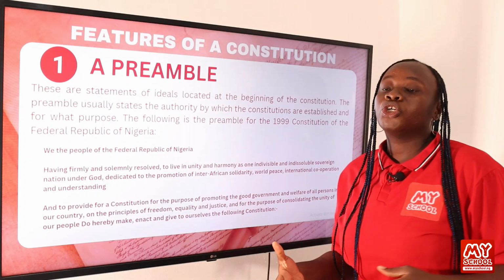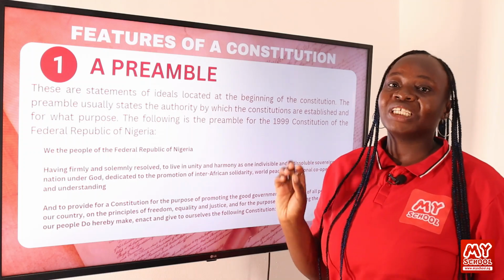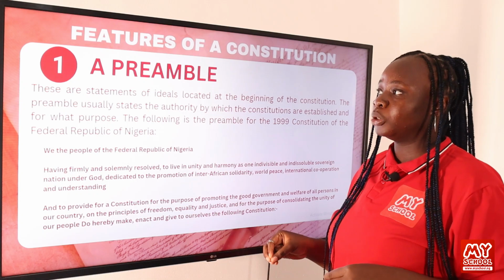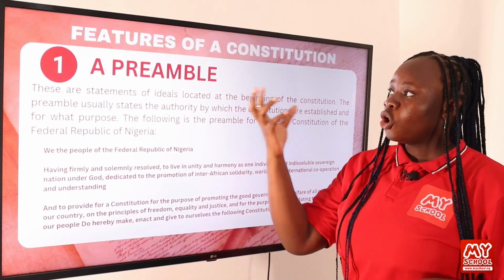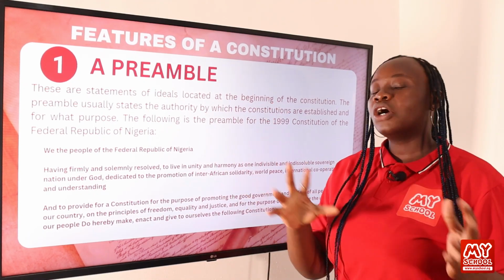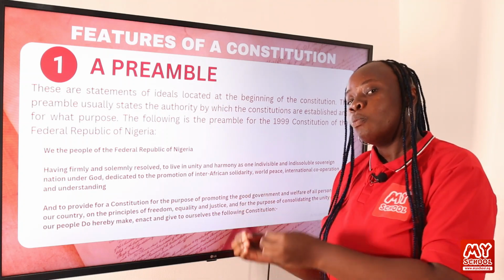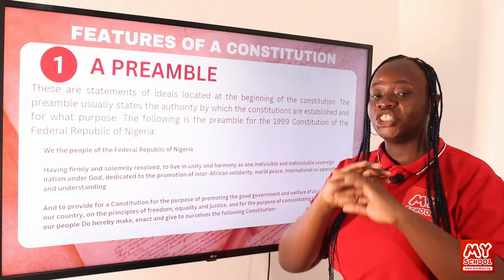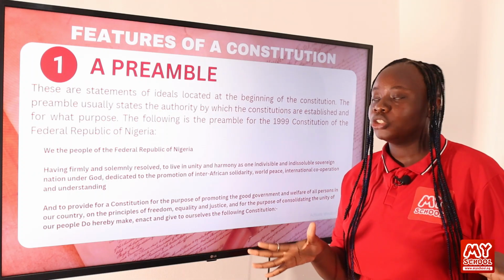So when we're talking about the features of a constitution, we're talking about those features that are present in most constitutions of the world. So when you see any constitution in any country, they usually possess some of these features. There are other things within the constitution, but most of these other things are specific to a particular country. So we are talking about those things that are generalized to all the constitutions of the world.